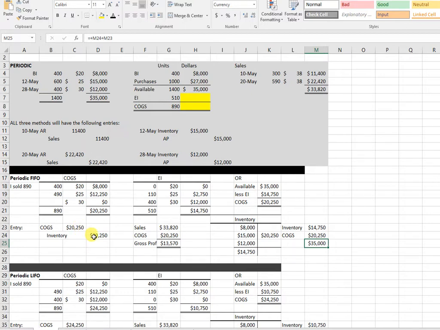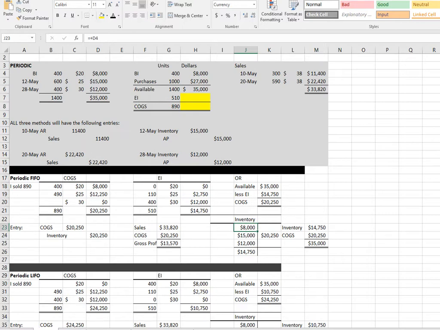So if you think about a T account of inventory, I started out with 8,000 in it, right there. I purchased 15 and 12, so I add those. I make my journal entry at 20,250, and I'm left with 14,750. So please make sure you practice that. I know watching it, it looks so easy. I often have a lot of students mess up on it.